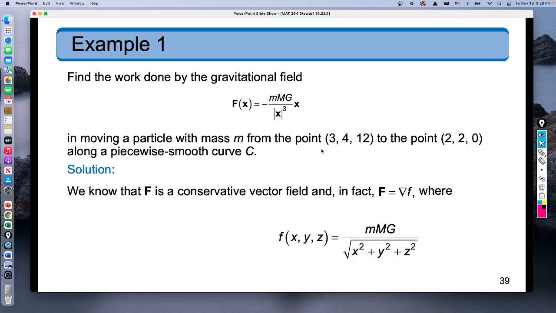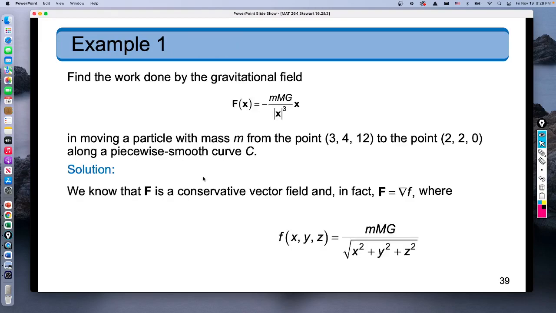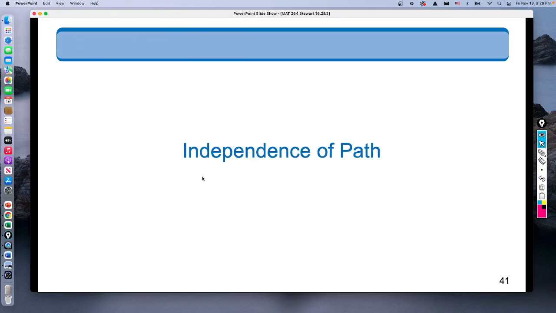So we get the function value at 2, 2, 0. You plug those in, and you get this one. You're plugging in 3, 4, 12. You plug those in, you get that, and then when you factor out and combine like terms, this is the value we get. So just wanted to point out that when we're integrating a gradient, we go back to the function it came from.